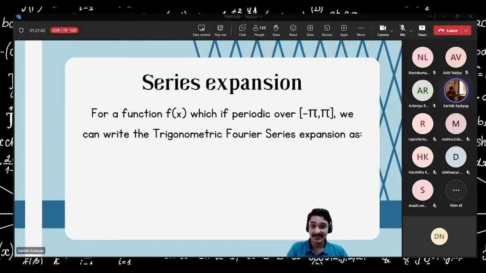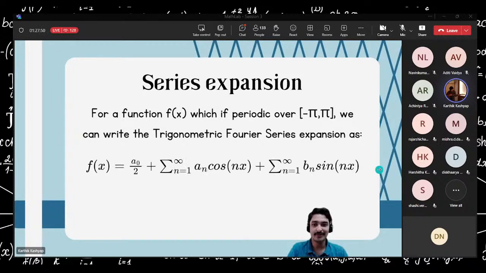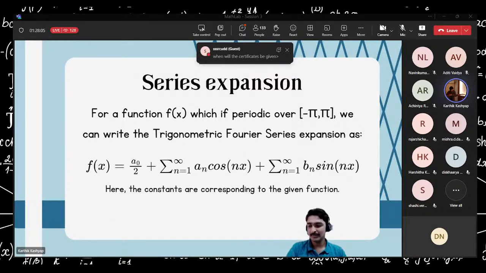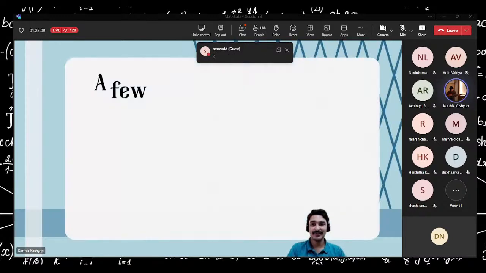So let's say there is a function f of x that is periodic over minus pi to pi, that is, has a period of 2 pi. So we can write this in terms of the trigonometric Fourier series as a naught by 2 plus sigma from n equal to 1 to infinity a n cos n x plus b n sin n x. In here, a naught, a n, and b n are coefficients corresponding to the given function. And we will be able to find these for any given function. How are we supposed to find this?